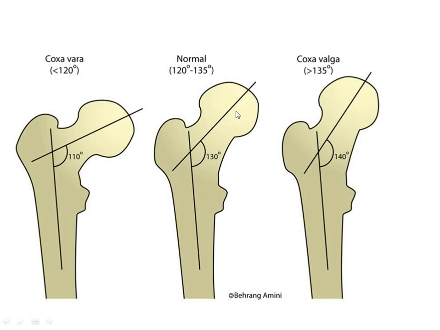This is the normal angle, which ranges from 120 to 135 degrees, the average being 125 degrees in adults. In coxa vara, this angle is less than 120 degrees. That is in fracture neck of femur, it becomes like that. And if this neck angle increases in adults to more than 135 degrees, that's called coxa valga.